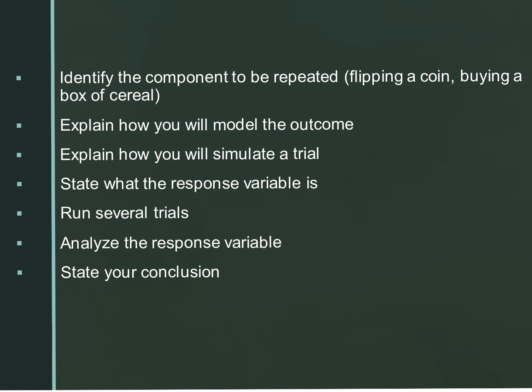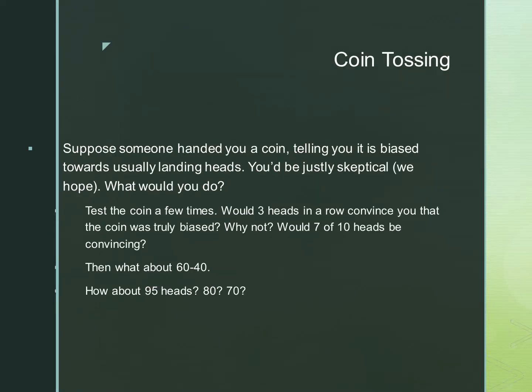Okay, so here is our first simulation we're going to do. Suppose someone hands you a coin and tells you it's biased towards landing on heads. Here is an unfair coin. It lands on heads more than tails. Would you be skeptical? Yes. Probably. What would you do? What would you do to prove it?